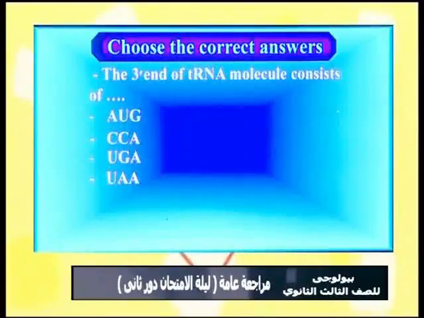The 3' end of the tRNA molecule consists of AUG, CCA, UGA, or UAA. When I say the 3' end of tRNA, be careful, the tRNA had only two places. I have something called the anticodon, which is the three successive nucleotides on the tRNA paired with the codon on the mRNA, that I call the anticodon. The other place on the tRNA is called CCA at the 3' end.